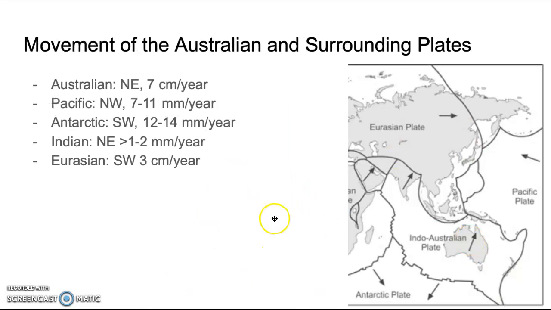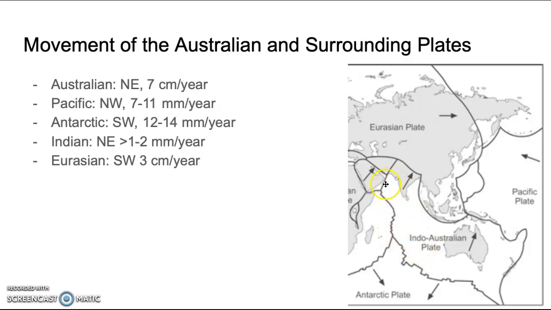So now on to how all the different plates move and how fast. So starting off with the Australian plate, this one is moving northeast at 7 centimeters per year. And then the Pacific plate is moving northwest at 7 to 11 millimeters per year. The Antarctic plate is moving southwest at 12 to 14 millimeters per year.